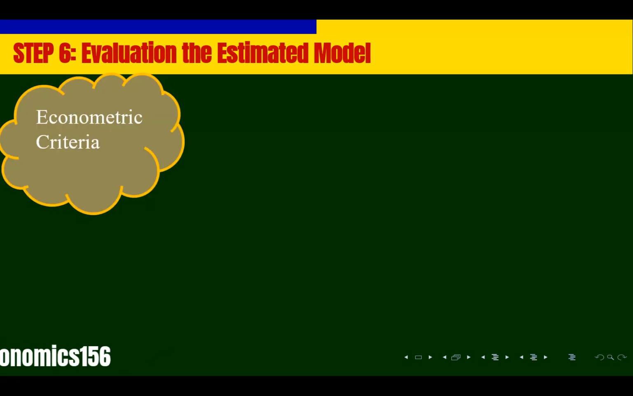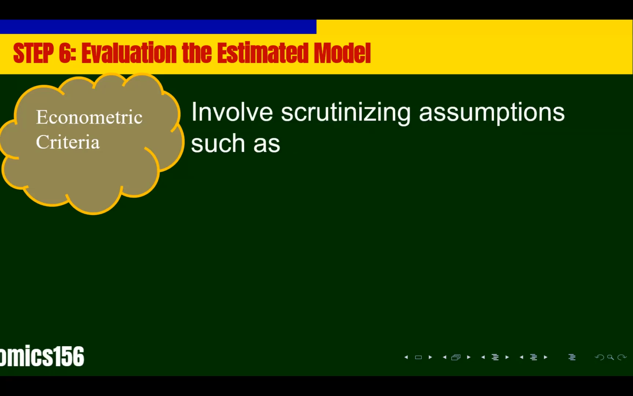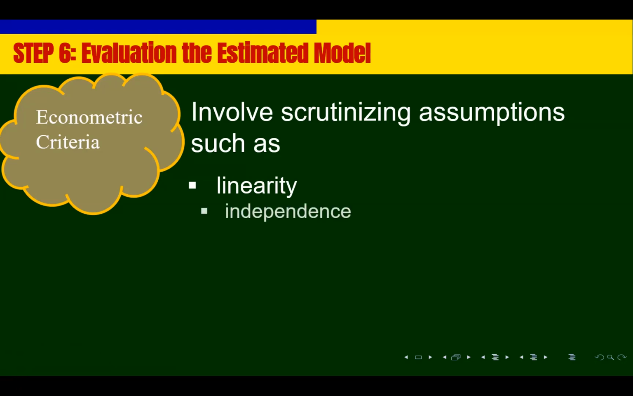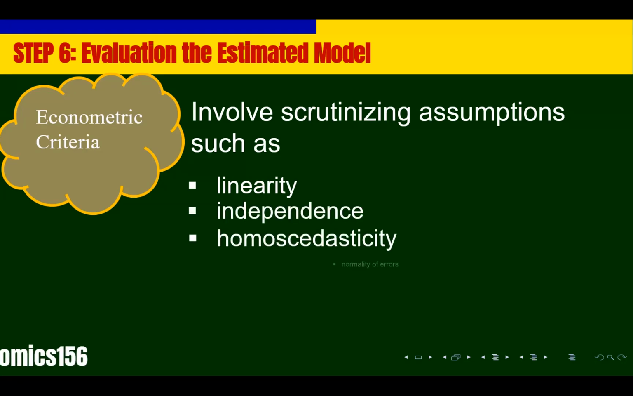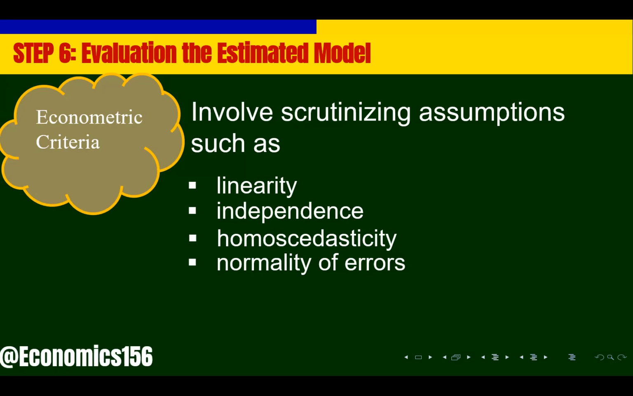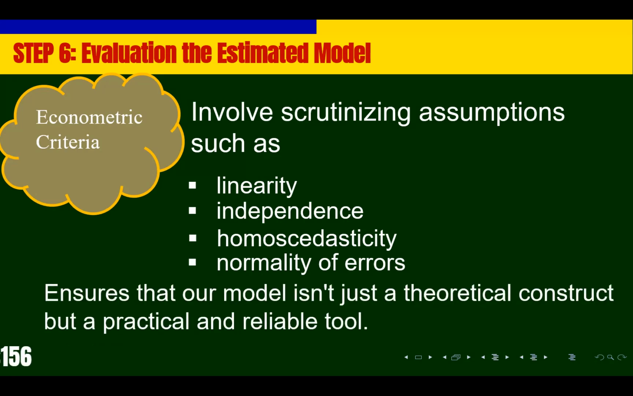Finally, the third front of scrutiny involves econometric criteria, placing the spotlight on the assumptions that underpin our model. This is comparable to ensuring that our tools are not just performing but performing with grace, unbiased and consistent. Econometric criteria involve scrutinizing assumptions such as linearity, independence, homoscedasticity, and normality of errors. By subjecting our model to these criteria, we assess its reliability in the real-world theater of economic phenomena.